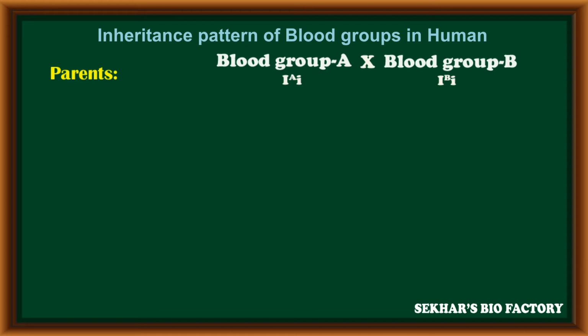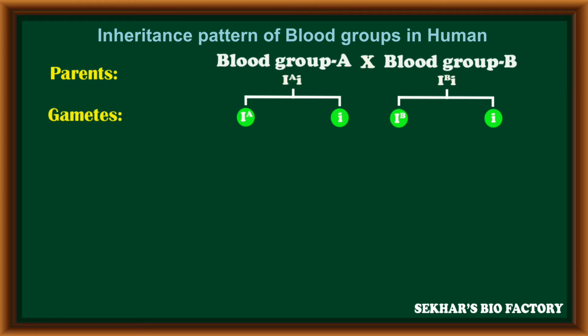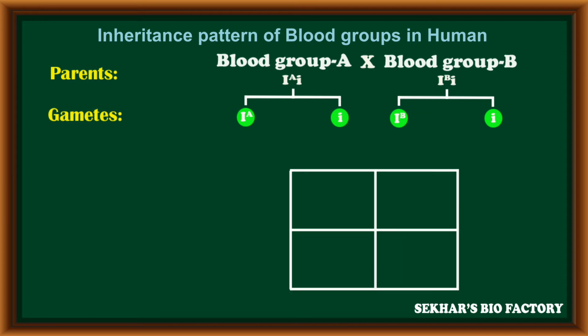In a cross between father and mother, two types of gametes are formed from each. The father with blood group A can produce two types of gametes: 50% with the capital IA allele and 50% with the small i allele. The mother with blood group B, due to the heterozygous condition, also produces two types of gametes in equal ratio: 50% with the capital IB allele and 50% with the small i allele. These gametes are fused randomly using the Punnett square method.